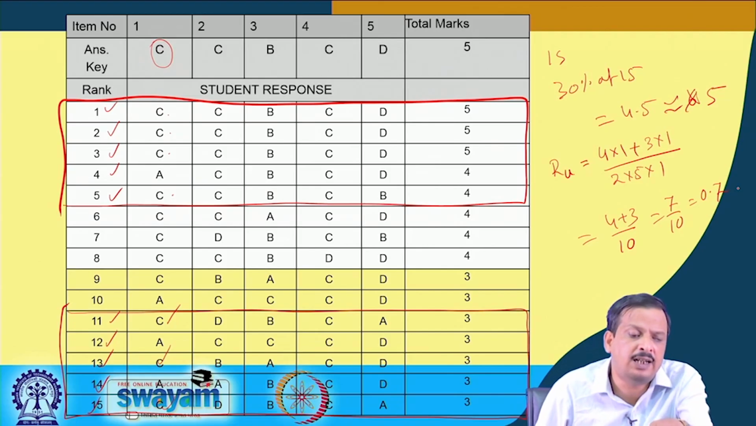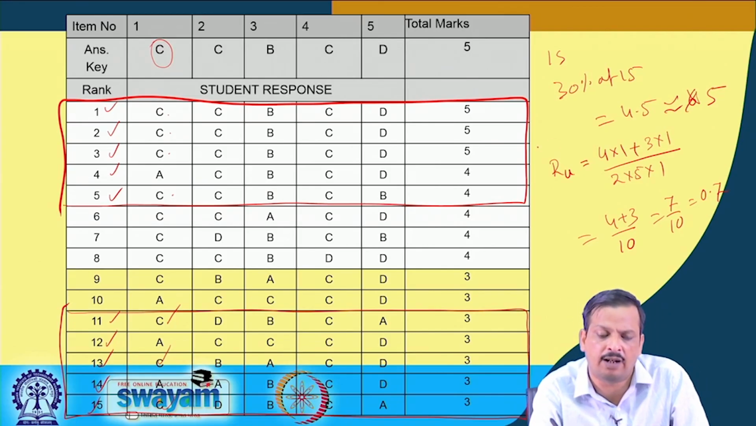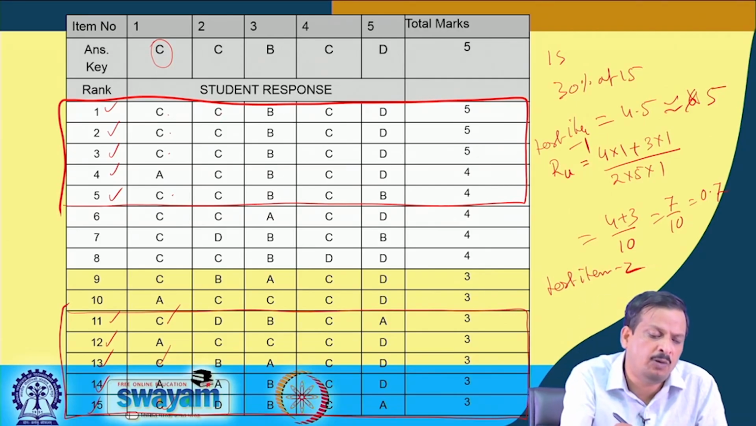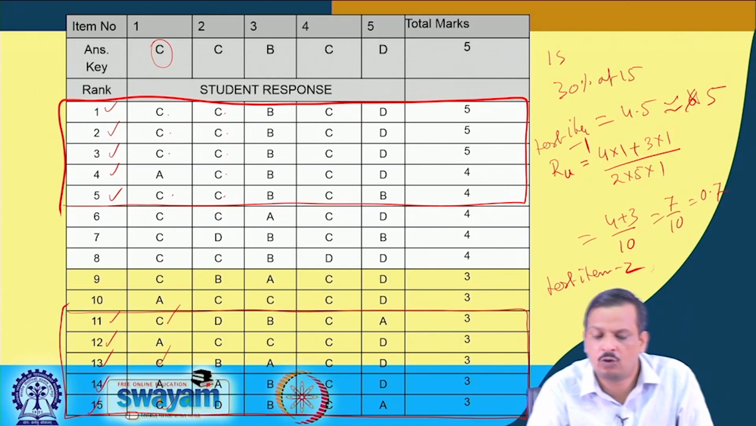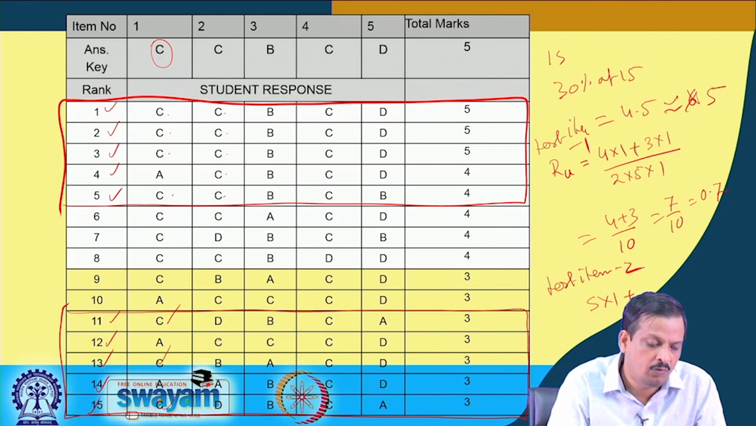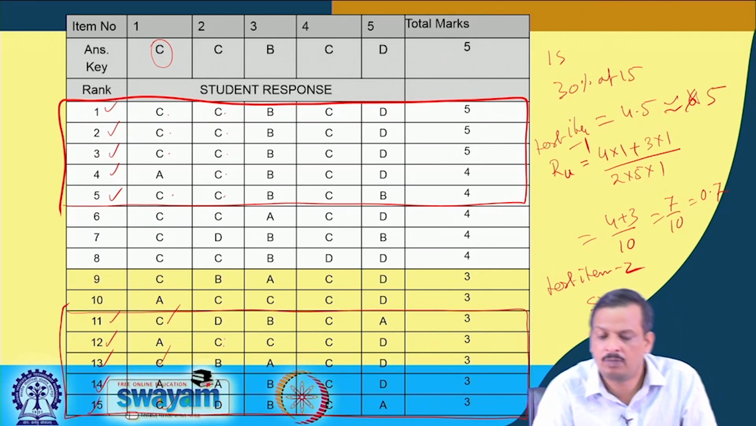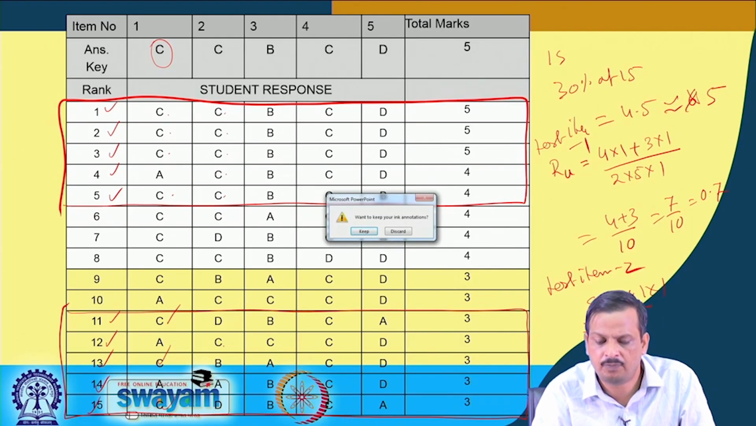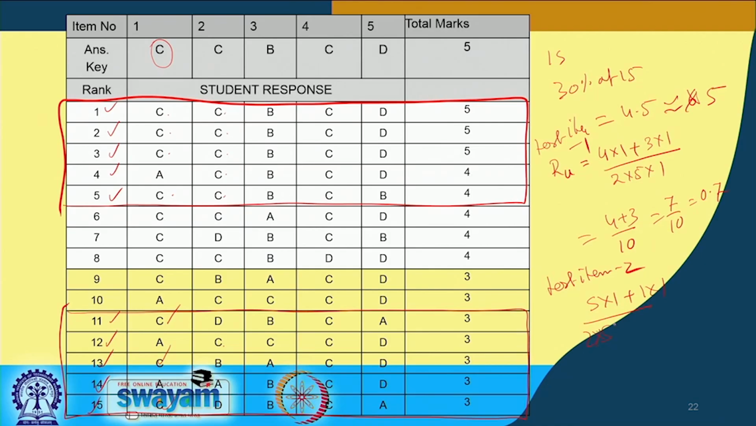If I calculate for item number 2, this was test item 1. If I calculate for test item 2, then how many in the upper group? 1, 2, 3, 4, 5. So, all 5 gave the correct answer, 5 into 1. Lower group marks, only 1, plus 1 into 1 divided by 2 into 5 into 1. So, it is nothing but 6 by 10, 0.6.